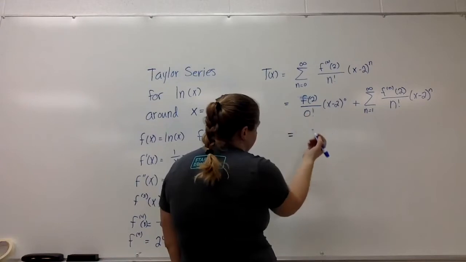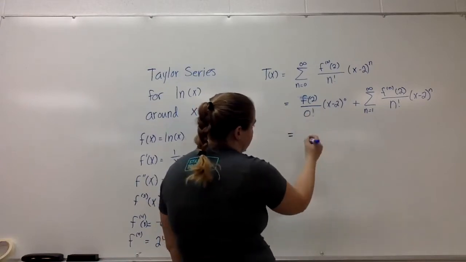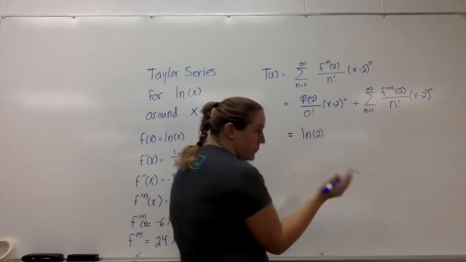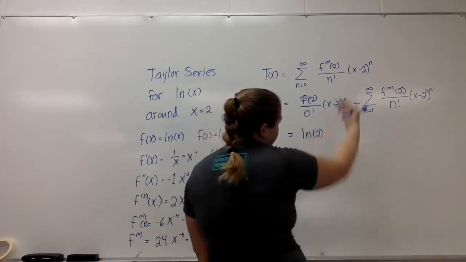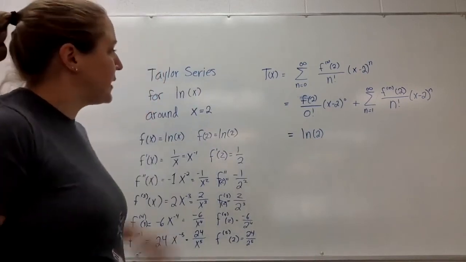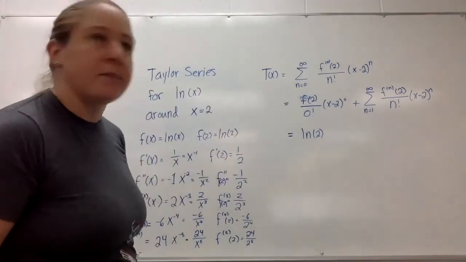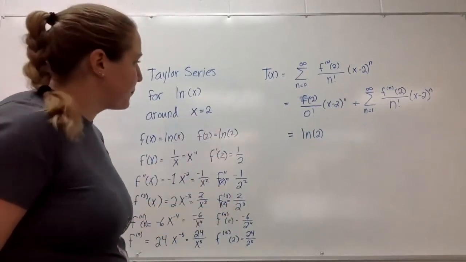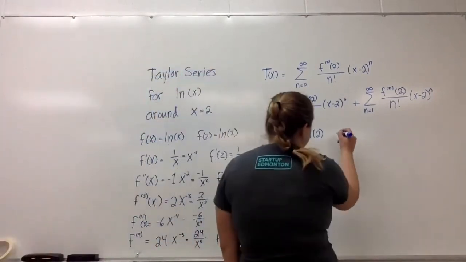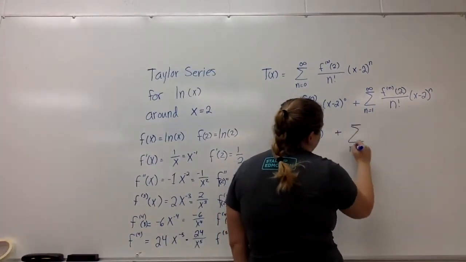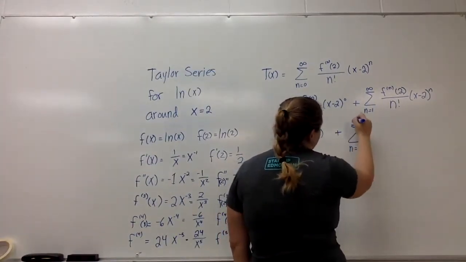So f of 2 is natural log of 2. 0 factorial is 1, so we have natural log of 2 over 1. And then anything to the 0 power, except for 0 or infinity, most anything to the 0 power is also just 1. So that first term just boils down to natural log of 2. And then the rest of what we have here is the sum, n equals 1 to infinity.